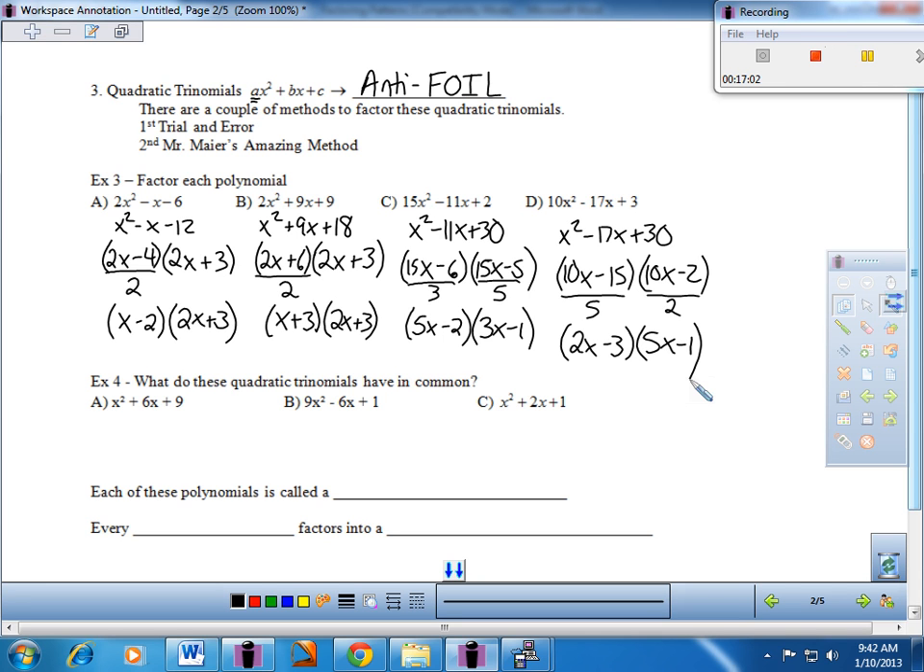That looks great. So hopefully that was enough just to kind of see it. As I said, if you know how to factor these, great. All right, let's move on to example 4.